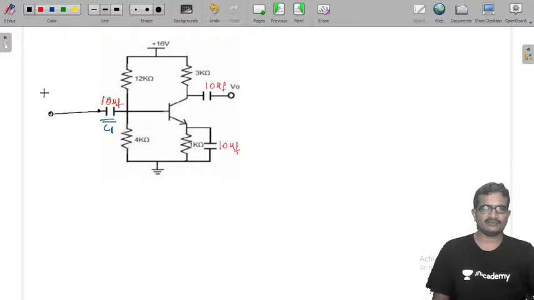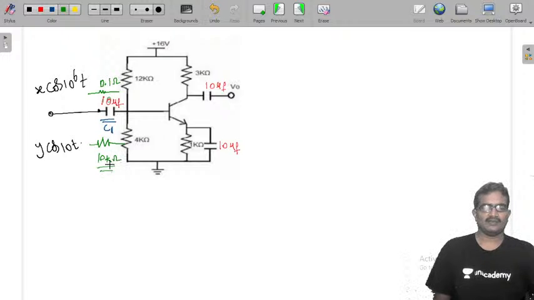Here you are applying data, two frequency components: x cos 10 power 60, and another one is y cos 10t. For this frequency, this capacitor is going to provide a reactance of 0.1 ohm. For this, it is providing 10 kilo ohms. Compared to this, it is 1 lakh times more.